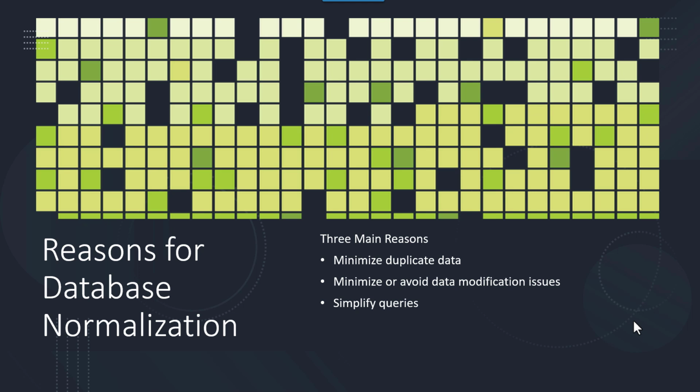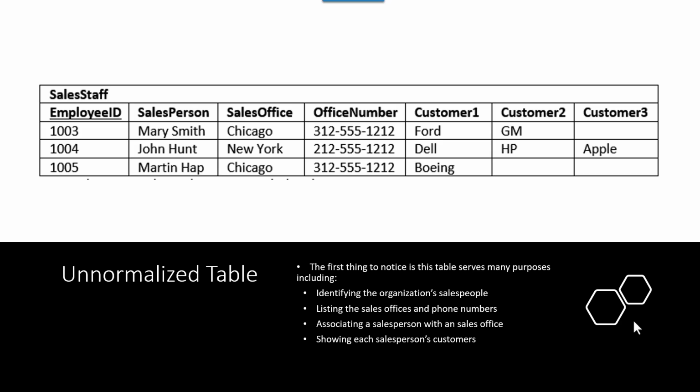Firstly, it's going to help us minimize duplicate and redundant data in the system. Also, it's going to help avoid some of these data modification issues where, for instance, I have to maintain data in several places in the database, and also simplify queries so that my queries will become easier to write, maintain, and read. So let's go into these three reasons and see what they look like in detail.